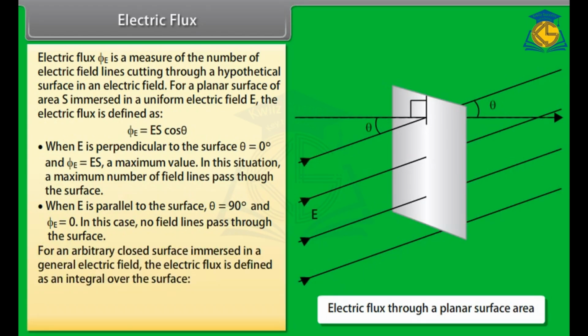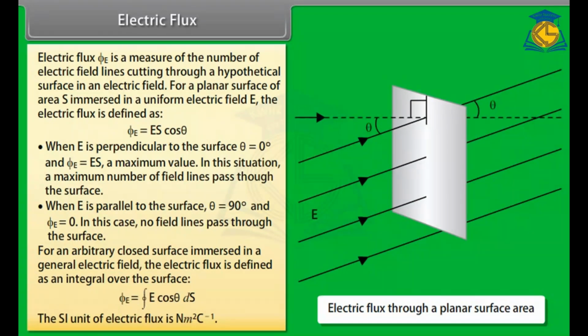For an arbitrary closed surface immersed in a general electric field, the electric flux is defined as an integral over the surface of E cos theta. The SI unit of electric flux is newton meter square per coulomb.